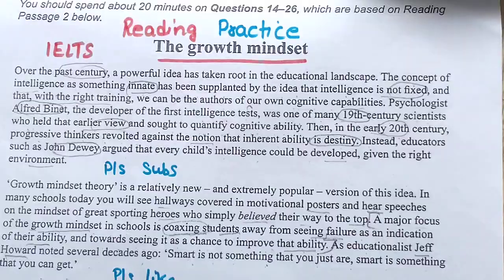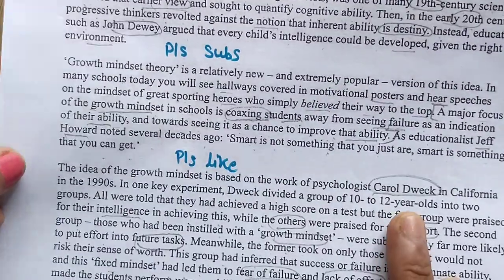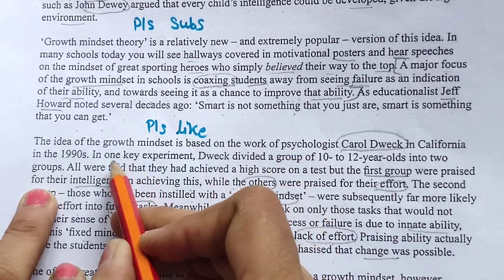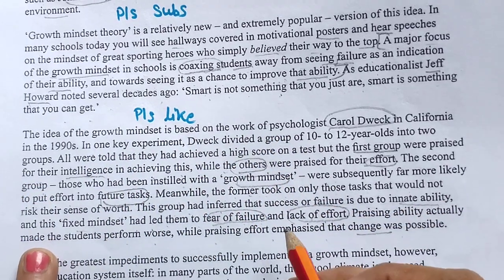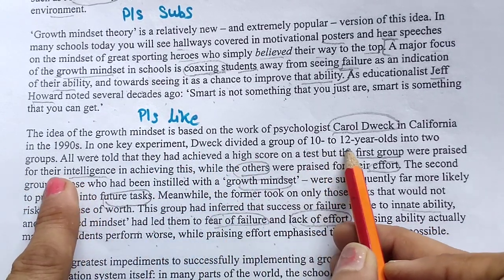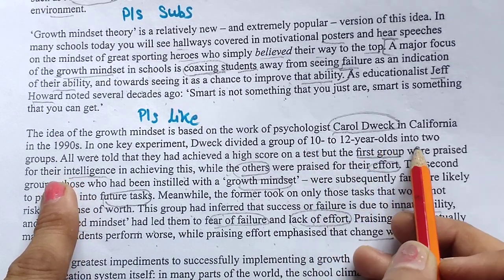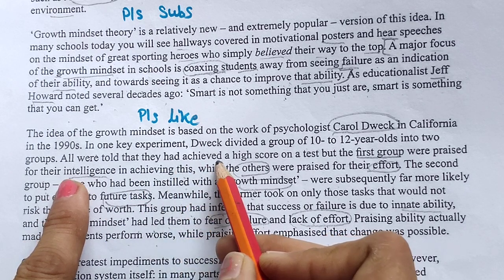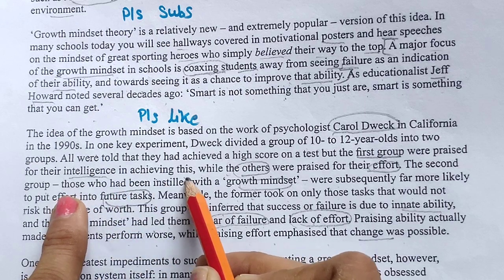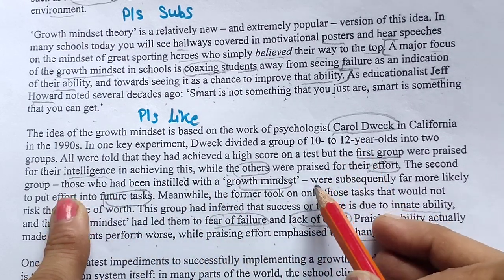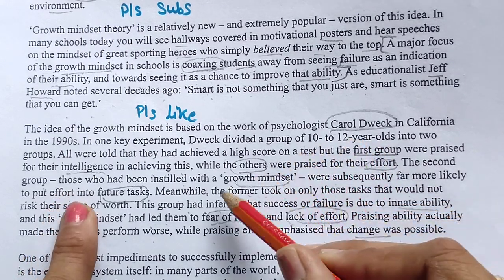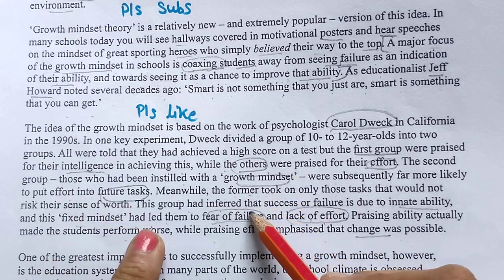Now Carol Dweck. Here you can see this in the C paragraph, in California, based on the work of Carol Dweck. In one key experiment, she divided a group of 10 to 12-year-olds into two groups. All were told that they had achieved a high score on a test, but the first group were praised for their intelligence in achieving this, while the others were praised for their effort. I am reading it because they are talking about Carol Dweck. I need to understand what she did in her experiment, then we will come to the result also.